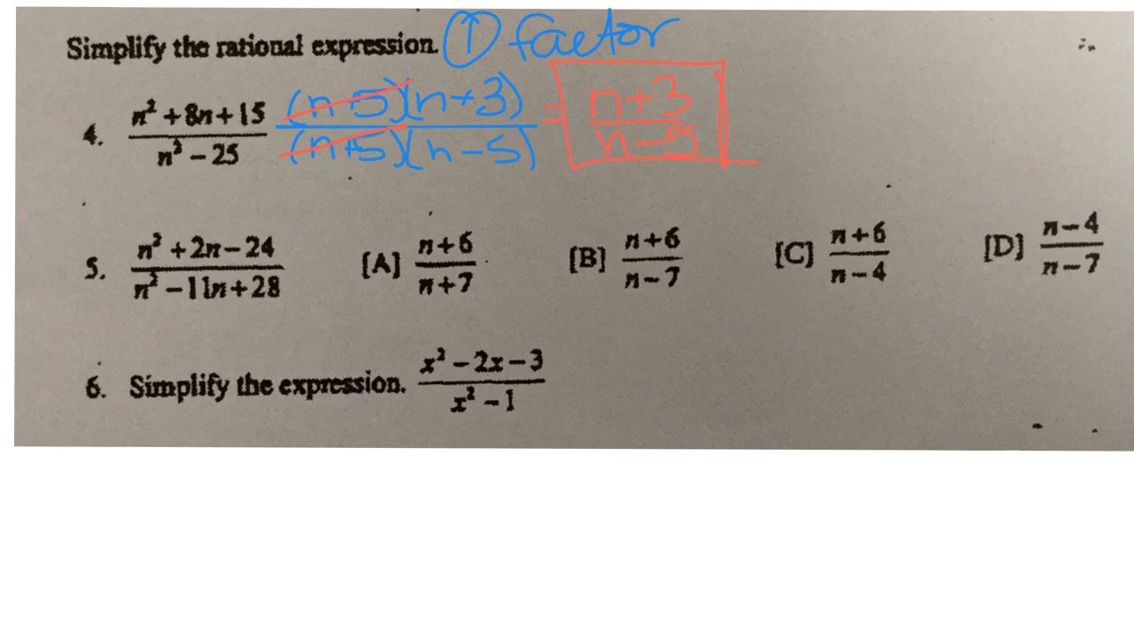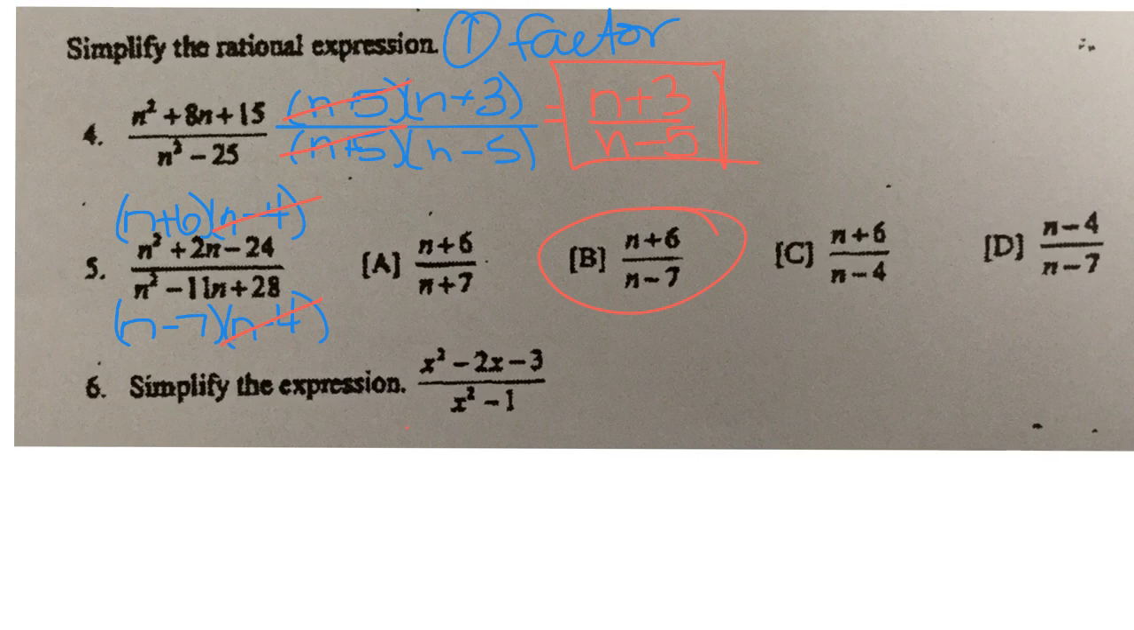Number 5, same thing. I'm going to factor the top. What two numbers multiply to negative 24 and add to positive 2? Let's see, n plus 6 and n minus 4. That adds to positive 2 and multiplies to negative 24. And then multiplies to 28 and adds to negative 11 would be negative 7 and negative 4. And then what divides out here is the n minus 4s. So I have n plus 6 over n minus 7. So your answer would be B.